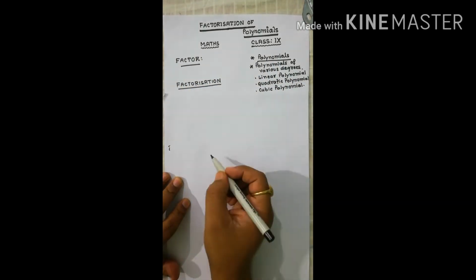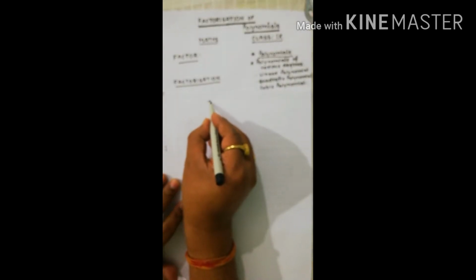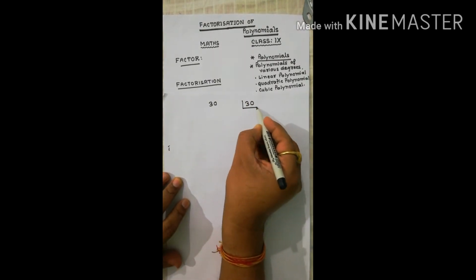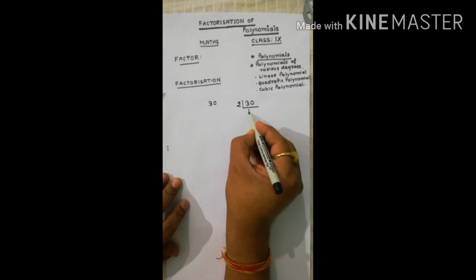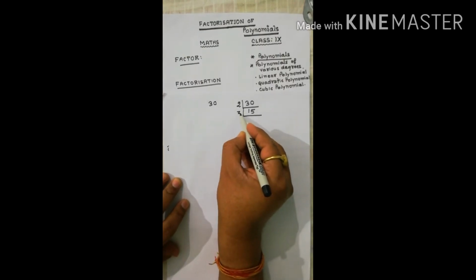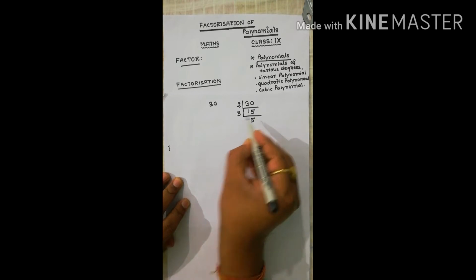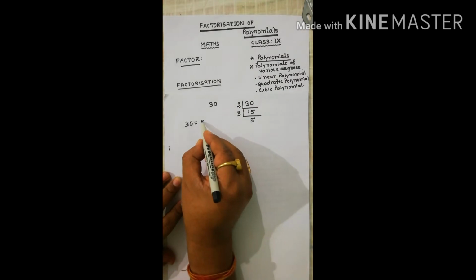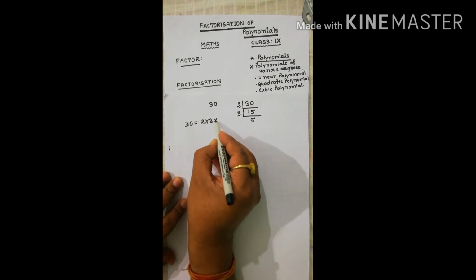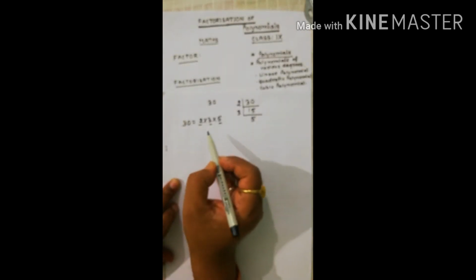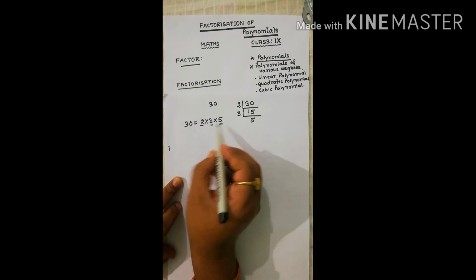हमको फैक्टर के बारे में समझना है। तो मान लीजिए कोई नंबर है 30, suppose 30 is a number. If you factorize this number 30, then it will be divisible by 2 and we are getting 15. Again the lowest number will be 3 and we are getting 5. So 30 can be written as 2 into 3 into 5. And 2, 3 and 5, these are factors of 30.